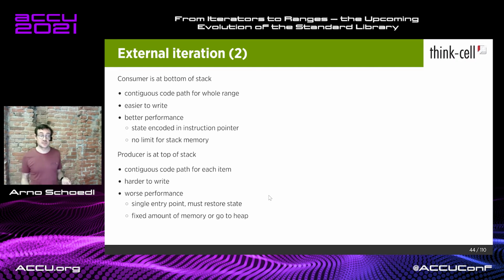That makes these things harder to write, and they also have worse performance, because every time at the single entry point, you basically have to possibly branch, and you have to say, I have to make a dynamic decision, how am I going to continue the iteration? And for the time of your iteration, you also have a fixed amount of memory, because it's essentially anything that you can store inside the iterator. Or you have to go to the heap, but then you have to allocate heap memory for your iterator, which is probably not what you want.